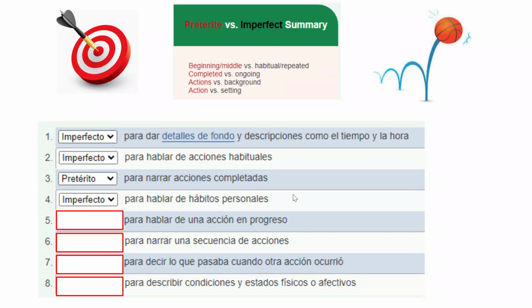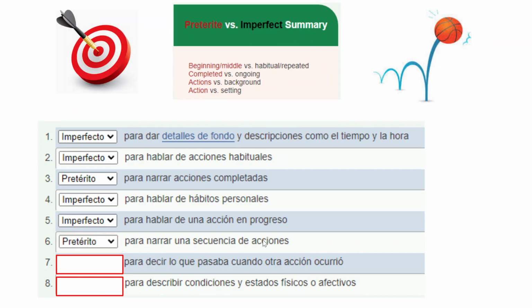Para hablar de una acción en progreso. To talk about an action in progress. Progress is the clue, right? Moving along, bouncing along. Imperfecto. Para narrar una secuencia de acciones. To narrate a sequence of actions. Now this one could be tricky. These aren't ongoing actions, but things that happen first, next, and last.